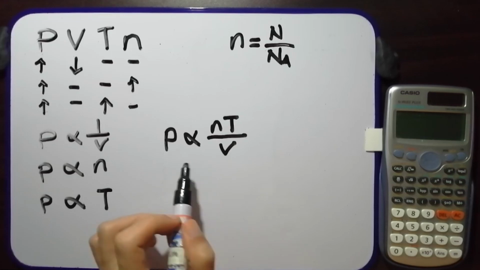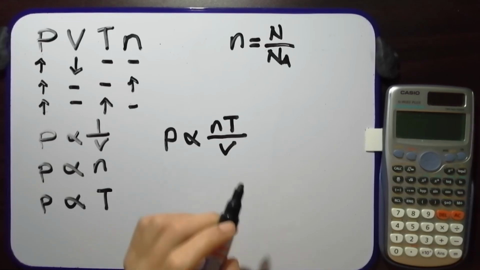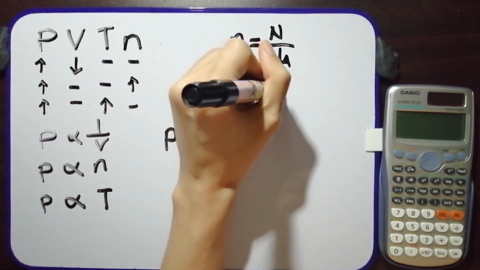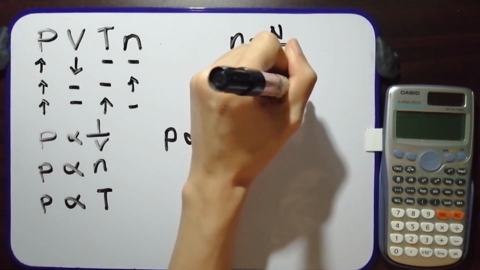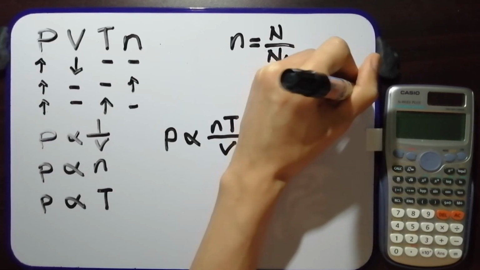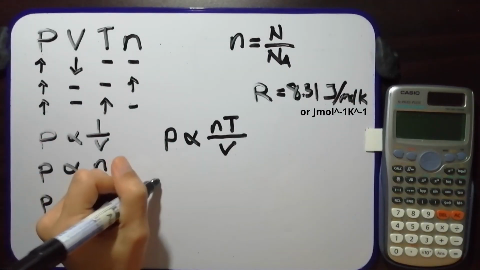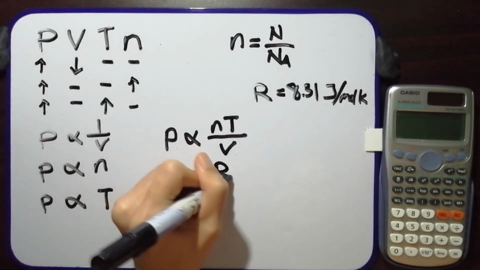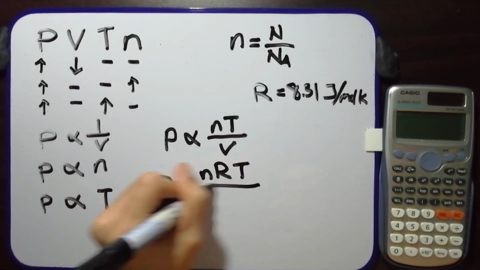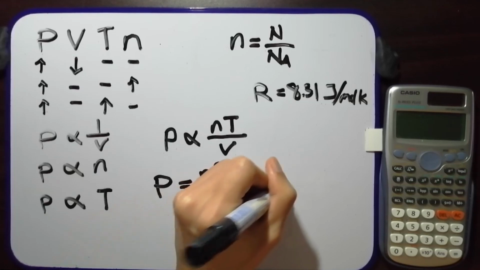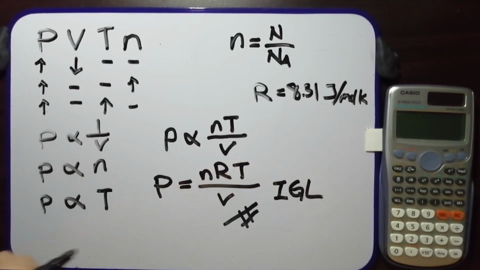Now, but being in proportion isn't equal. In order to make it equal, we have to multiply by a constant. In this case, we're going to multiply by the gas constant, which is represented by R, and it's equal to about 8.31 joules per mole Kelvin. So now we could write our equation as pressure is equal to the number of moles times the gas constant times temperature divided by volume. And this is the famous ideal gas law equation in thermodynamics.